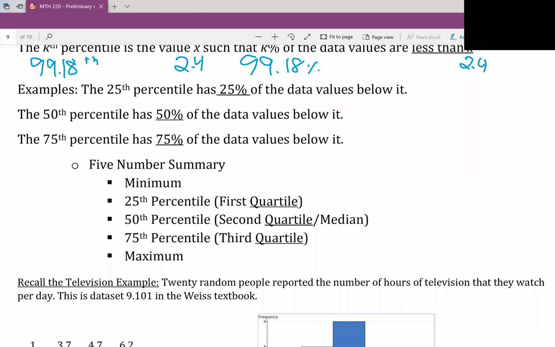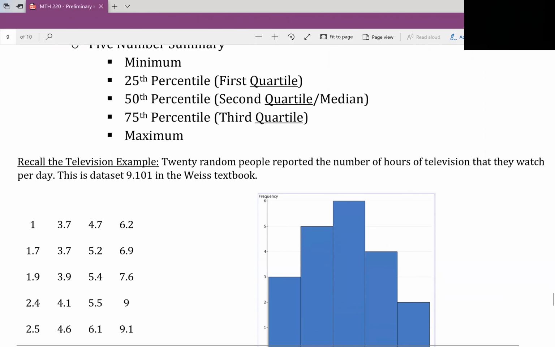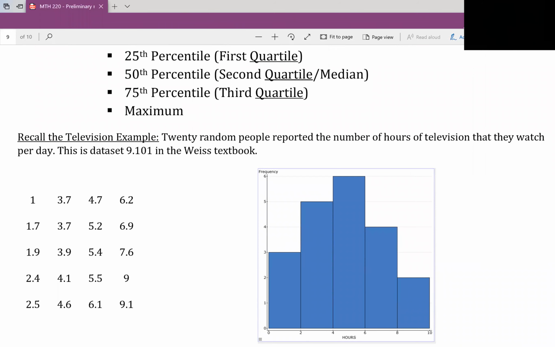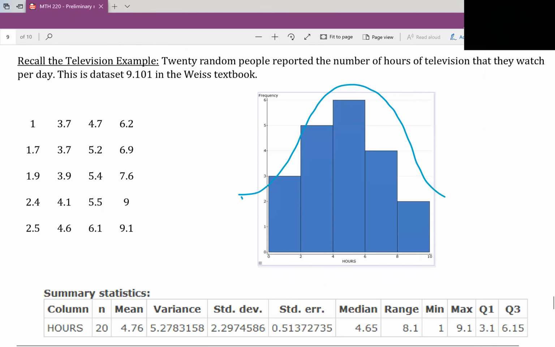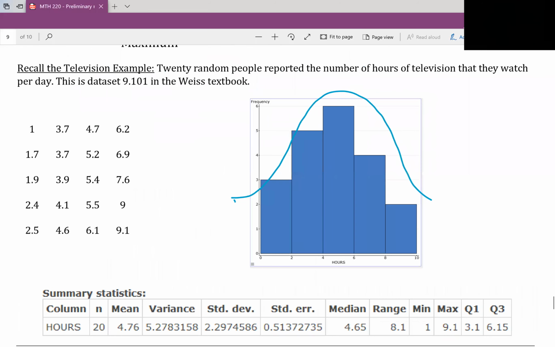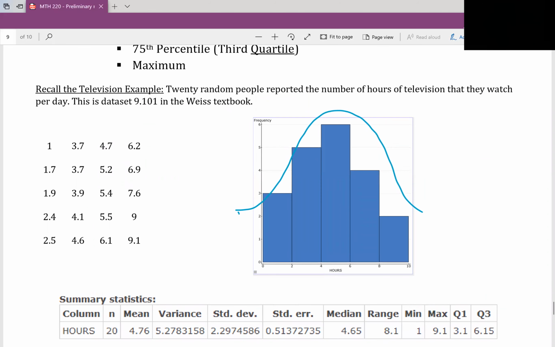All right, so we're looking back at this example where 20 random people reported the number of hours of television that they watched per day. Do you remember what shape we called this histogram, what words we used to describe it? Yes, it was approximately normal. This box down here of summary statistics is an example of what data will look like when you get it from StatCrunch. StatCrunch is on the page before this, the instructions that I had on how to use StatCrunch through your MyStatLab. So, summary statistics.